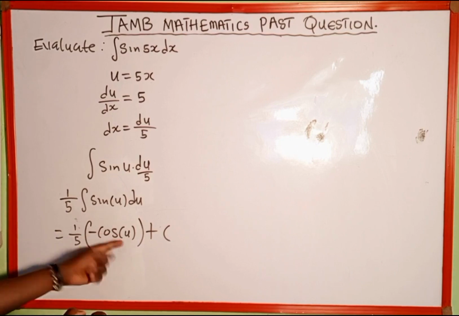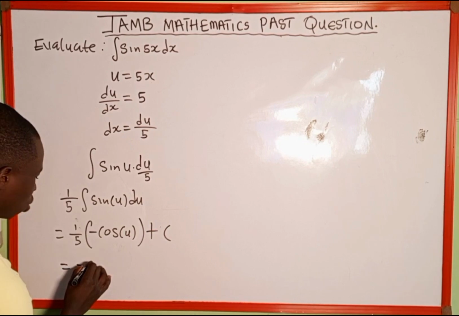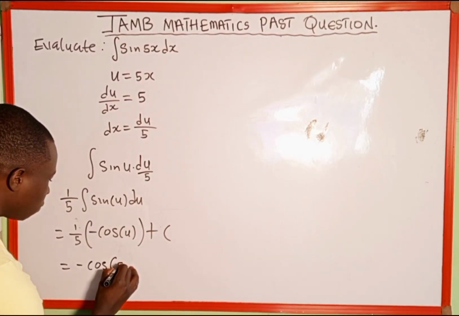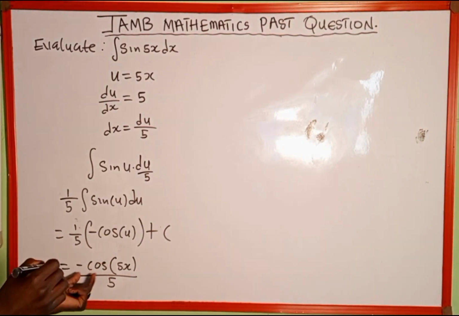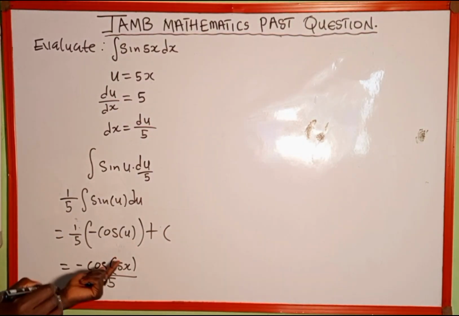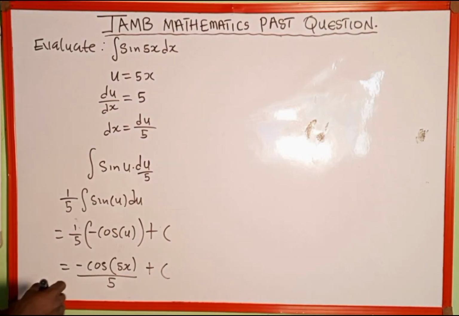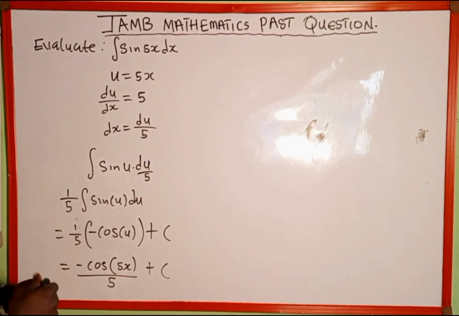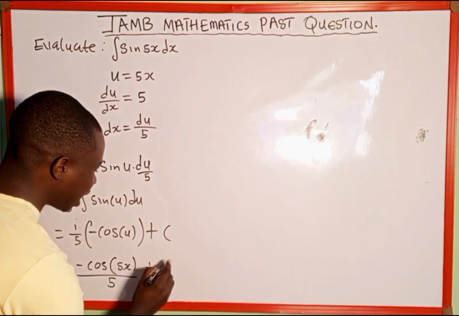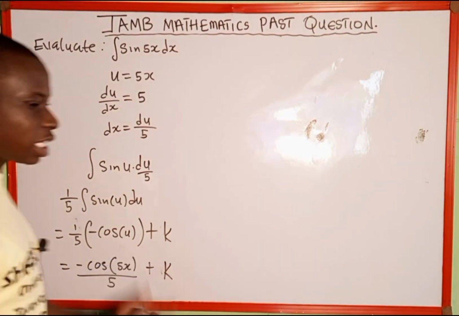But remember, we let u be 5x, so we're going to replace it back. So this is going to be minus cosine of, in place of u, we replace 5x, then everything all over 5, because 1 multiplied by negative cosine u is the same as negative cosine u. Then we replace u as 5x, then plus integration constant. So this is how to integrate this function. But remember, this constant we are adding is because there is no limit. And in the options, sometimes they may use this constant as k. It's still the same. So any one you see in the options, constant k or c, is still the same.